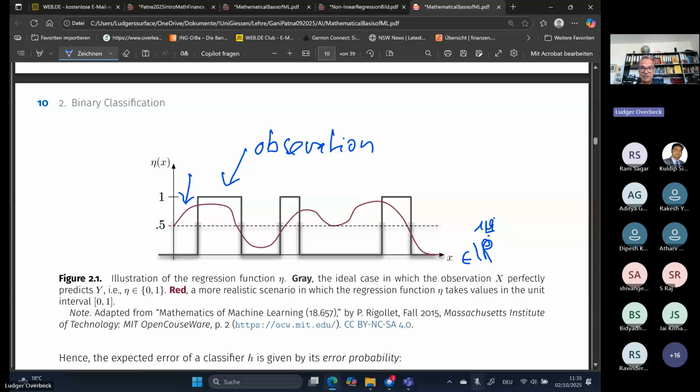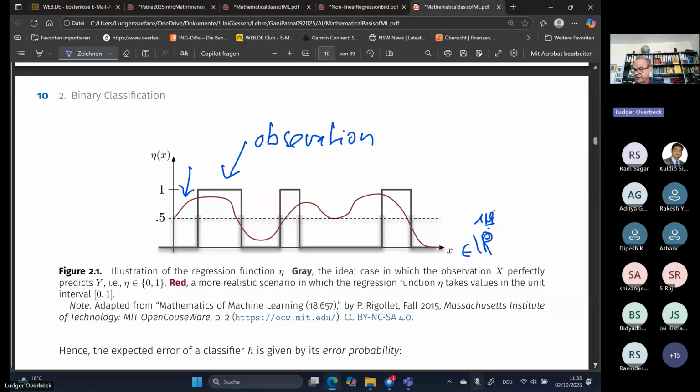So that is not really what you want to have in the first step. What you want to have actually is the red curve. And so this you want to fit.